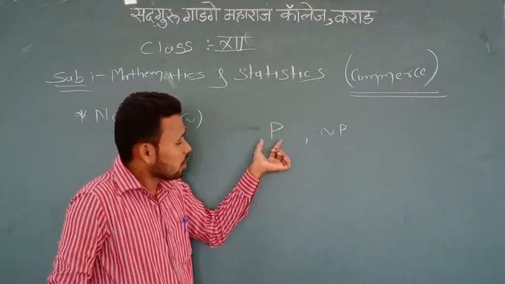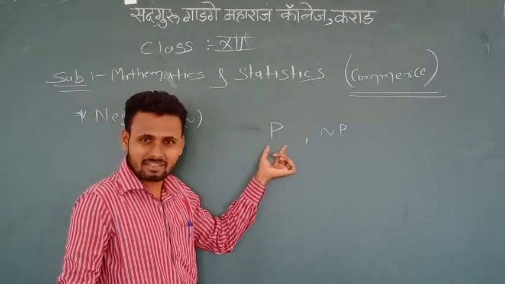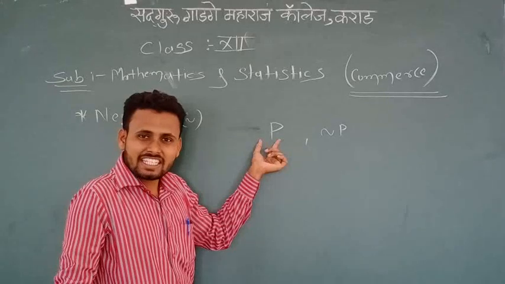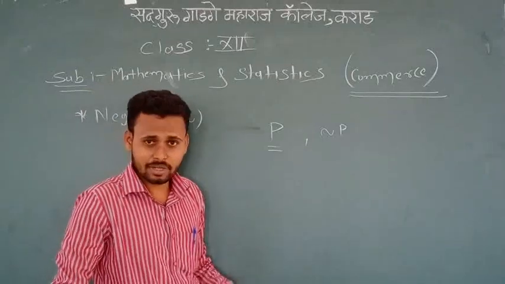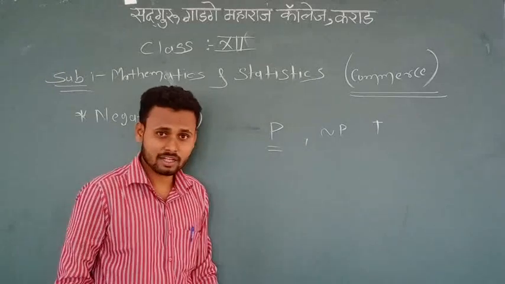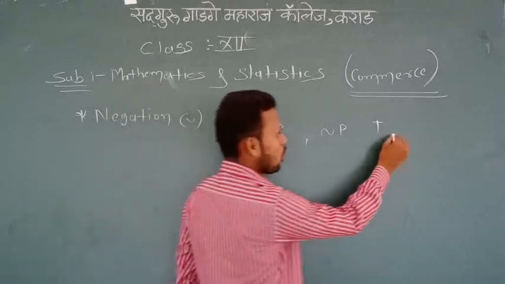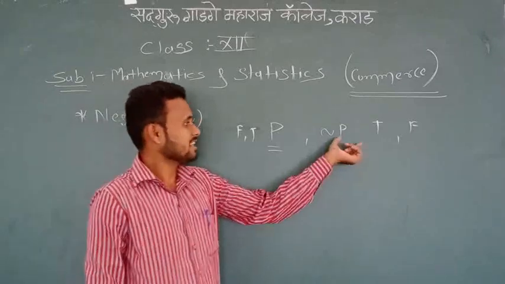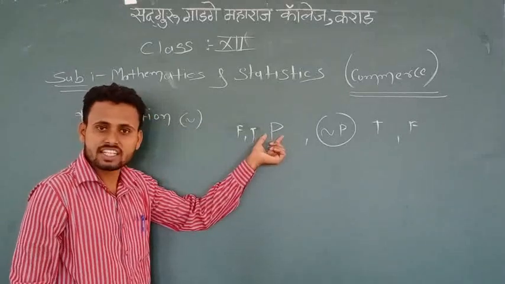One more, negation of a statement. This symbol, negation of a statement. Suppose P is any statement, then its negation is just denoted by that form. Definition: for any statement P, there is another statement which is true if P is false, and which is false if P is true. Then that statement is called the negation of a statement P.